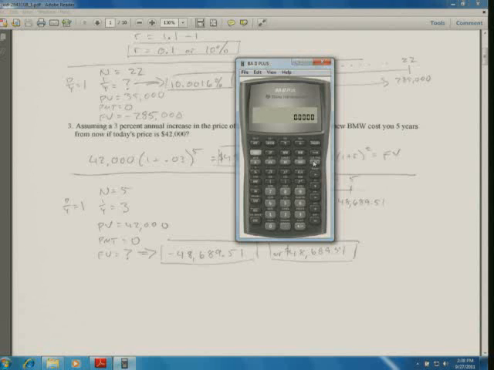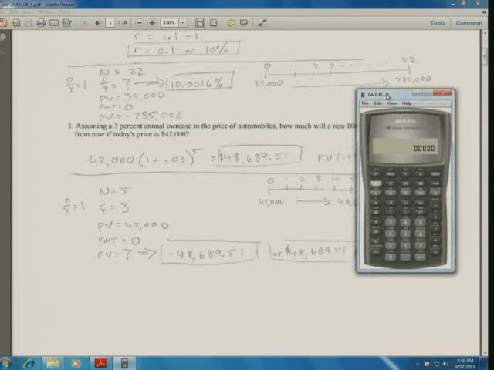So before you do any problems with the time value keys, I want you to hit second, right above the N, and then clear TVM, which was the FV key. And what that does is clear out any values that are in the time value keys from a previous problem that you may have worked. So now they're all set to 0. Okay, so now let's enter these numbers.